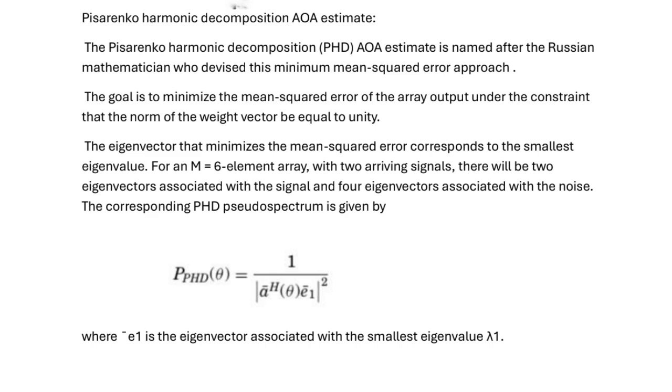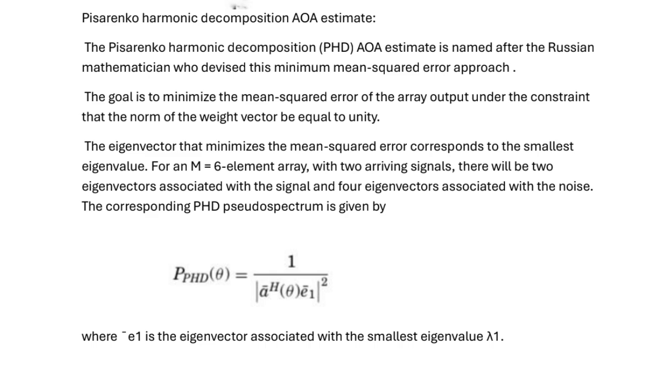So here there are two goals involved. The first thing is the mean square error of the array output under the constraint; we have to minimize that value. And the second thing is the weight vector be equal to unity. The eigenvector that minimizes the mean square error corresponds to the smallest eigenvalue. For an M equal to 6 element array with two arriving signals, there will be two eigenvectors associated with the signal and four eigenvectors associated with the noise.